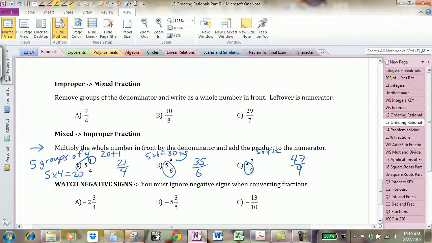It gets a little trickier. So you have to remove groups. Here we're removing groups of 4. How many can we remove? How many groups of 4? 1. Okay, and then we would subtract the groups. So 7 minus 4, 3 over 4. Try B and C now, please. Remove some groups and see what's remaining.